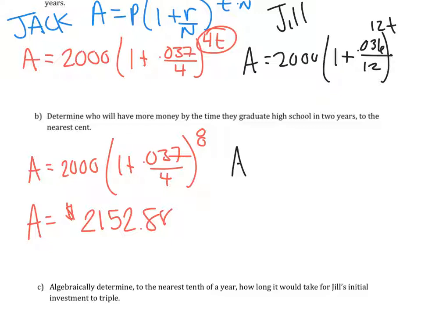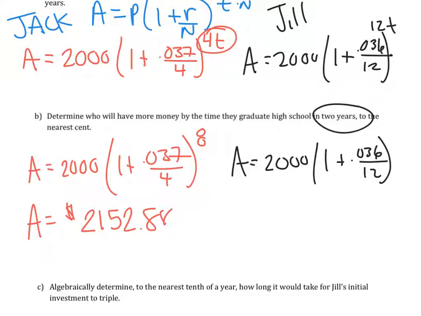And then we'll attack Jill's here. So she's got 2,000 times 1 plus 0.036 over 12. So after 2 years, that's going to be raised to the 24th. And again, just kind of plug and chug. We'll see who makes more money. She's got 2149.08. So she had a lesser percentage but compounded more. He had a slightly larger percentage but compounded less.